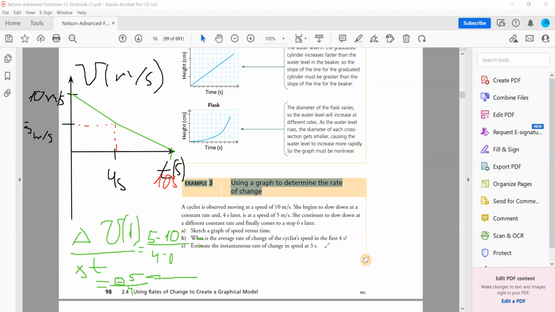Estimate the instantaneous rate of change in speed at 3 seconds. 3 seconds is before 4 seconds. And what is the instantaneous rate of change in speed at 3 seconds? It's quite easy to answer because, according to the task, the cyclist began to slow down at a constant rate, and she was slowing down at a constant rate all the time from 0 to 4 seconds. So logically, the instantaneous rate of change would be equal to the average rate of change in this period as soon as it's linearly dependent. And it would be -5 divided by 4.